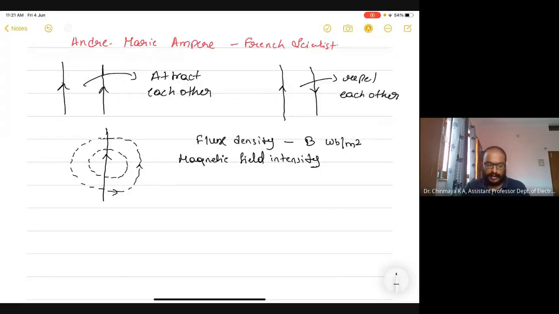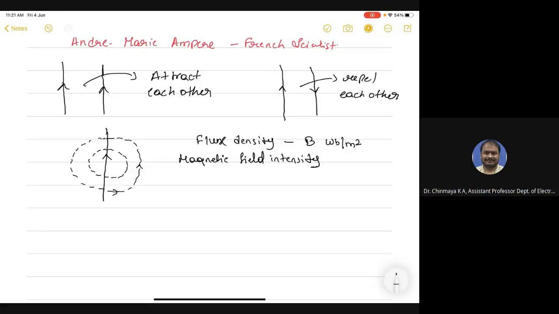Okay, and magnetic field intensity can be defined as the force experienced by a unit north pole when placed in a magnetic field. We know that the north pole and south pole cannot be segregated from each other. Any magnet will have both a north pole and a south pole. However, for the sake of assumption, if we place a unit north pole in a magnetic field, the force experienced by it can be defined as magnetic field intensity.